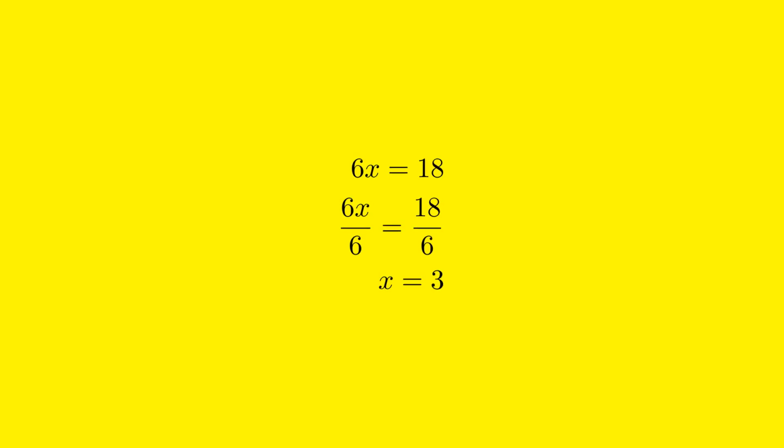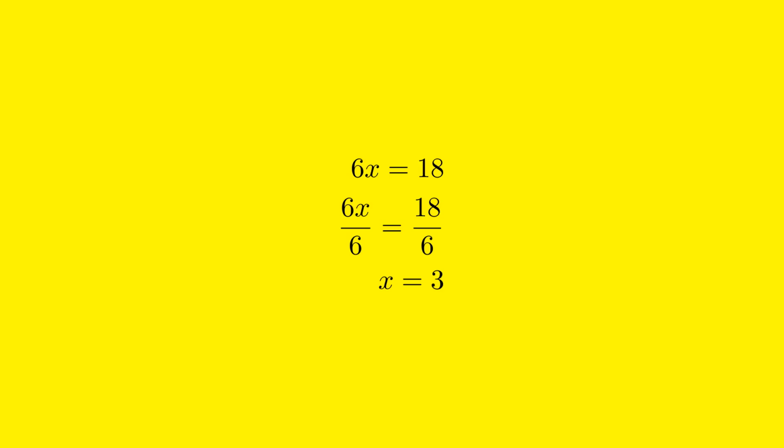To solve for the variable x in the equation 6x equals 18, we need to isolate x completely. In this scenario, x is being multiplied by 6. To get x by itself, we must do the opposite of multiplying by 6, which is dividing by 6. We will divide both sides of the equation by 6 to keep the equation balanced. On the left side, 6x divided by 6 cancels out the 6, leaving us with just x. On the right side, 18 divided by 6 simplifies to 3. So the equation now changes to x equals 3.